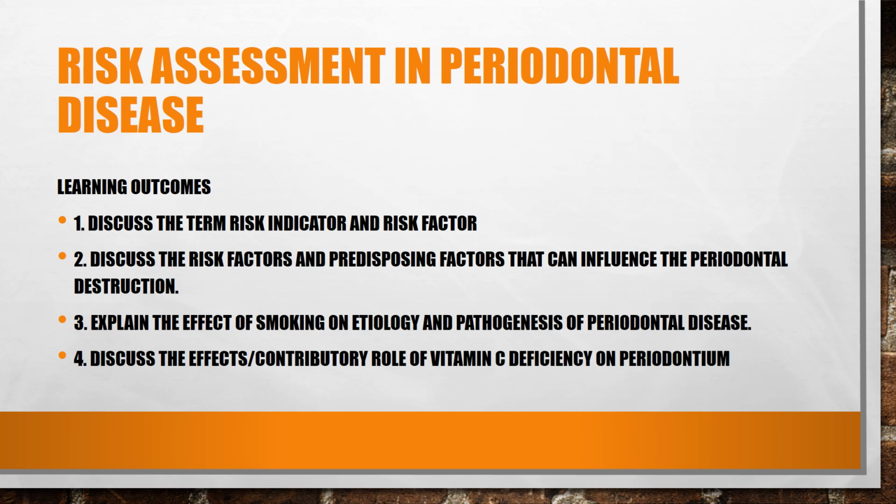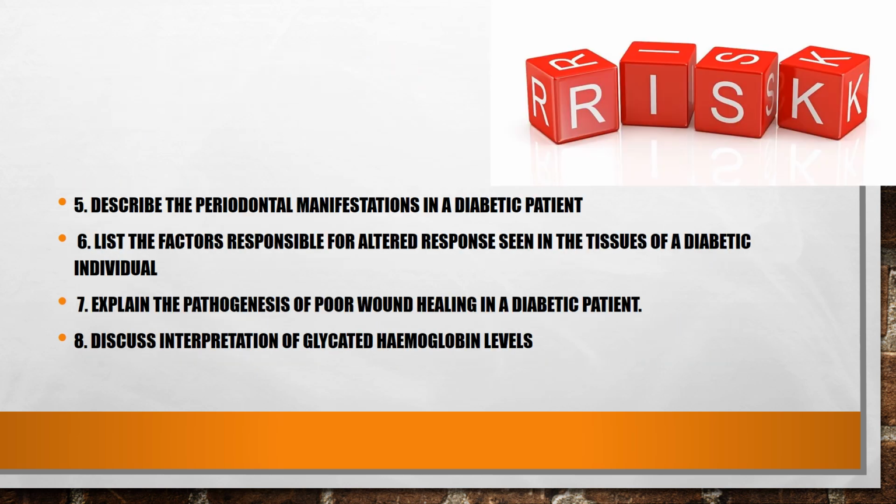Risk assessment in periodontal disease. The learning outcomes are: discuss the terms risk indicator and risk factors; discuss the risk factors and predisposing factors that can influence periodontal destruction; explain the effect of smoking on the etiology and pathogenesis of periodontal disease; discuss the contributory role of vitamin C deficiency on the periodontium.